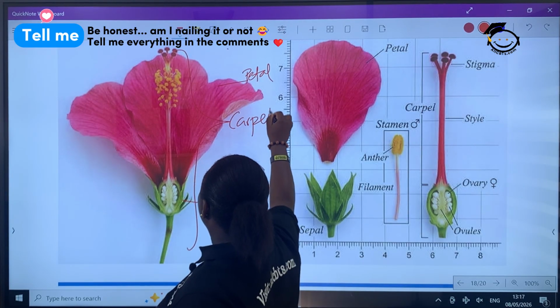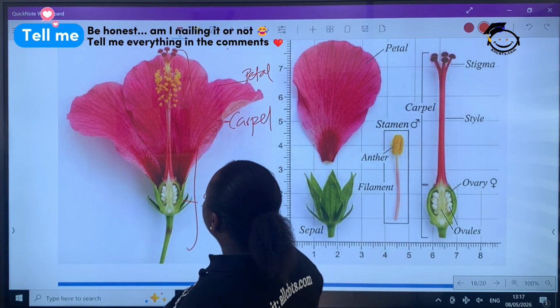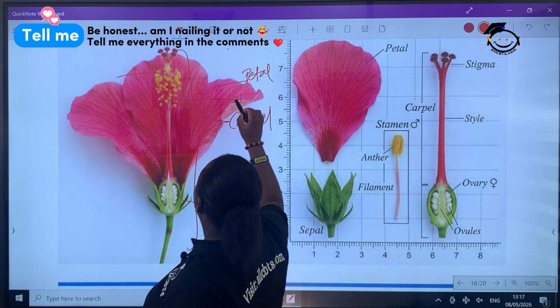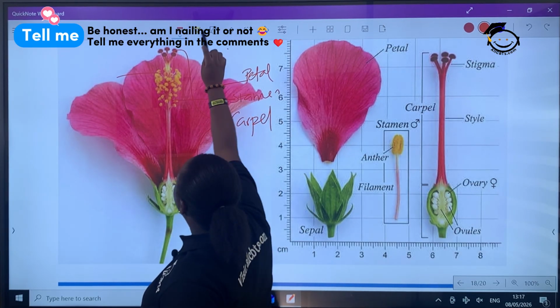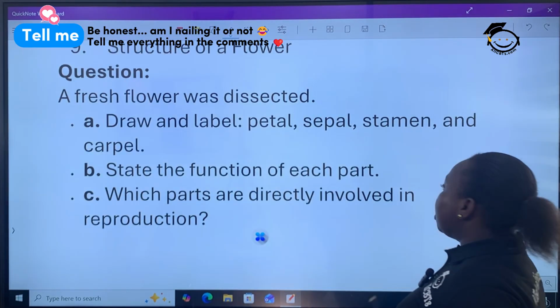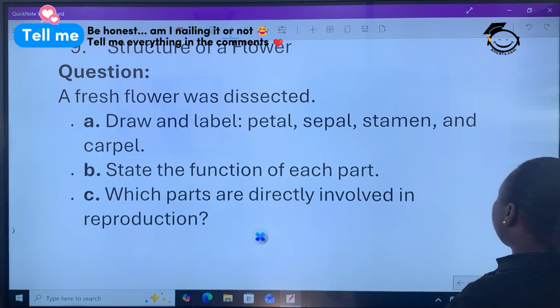Carpel, the stamen. This is the stamen. Okay. So now we have labeled our flower. The second question is to state the function of each part.